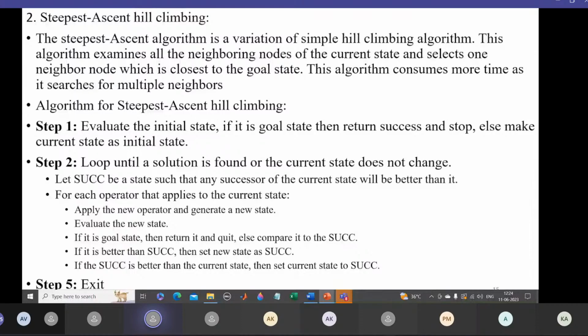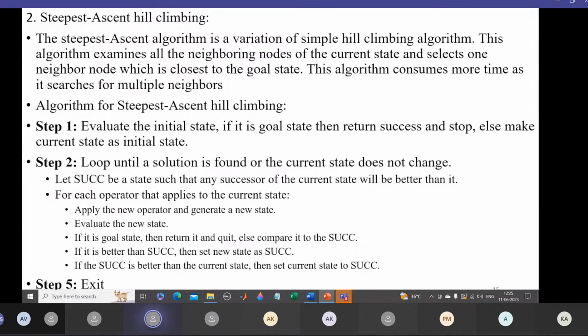Okay, so what is the algorithm here is evaluate. Initial state evaluate பண்ணி goal state na success and stop. Otherwise, we have to make this as the initial state and the current state. Okay, then the current state is success na okay. இல்லனா அத வந்து initial state வச்சு திரும்ப again you have to find out until a solution is found or the current state does not change. Current state ஓட மத்த எந்த ஸ்டேட்டுமே பெட்டரா இல்லனா that is the success அந்த இடத்துல. Otherwise you have to keep on looping.